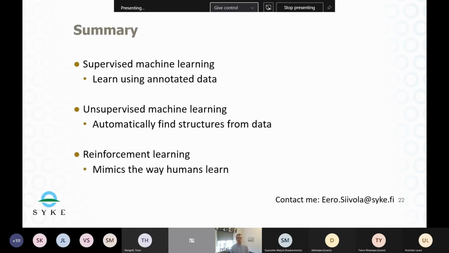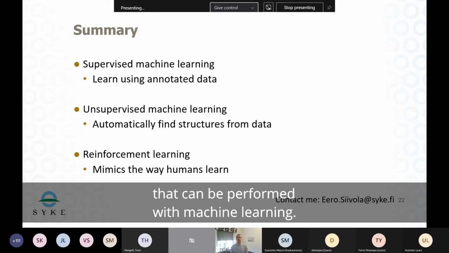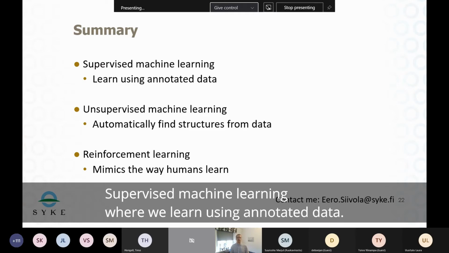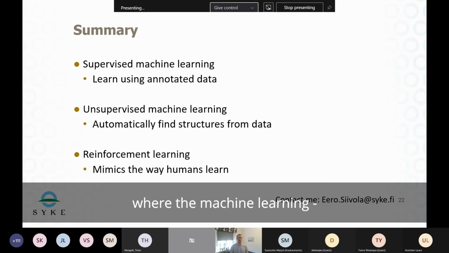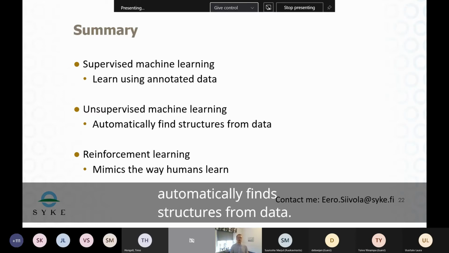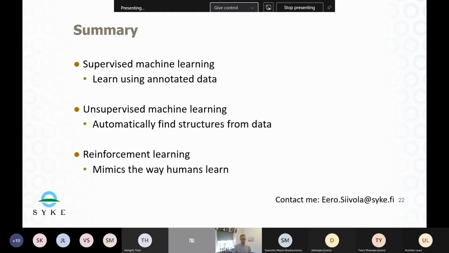So as a summary, there are 3 tasks that can be performed with machine learning. Supervised machine learning, where we learn using annotated data. Then there's unsupervised machine learning, where the machine learning algorithm automatically finds structures from data. And then there's reinforcement learning, where the machine learning algorithm tries to mimic the way humans learn.